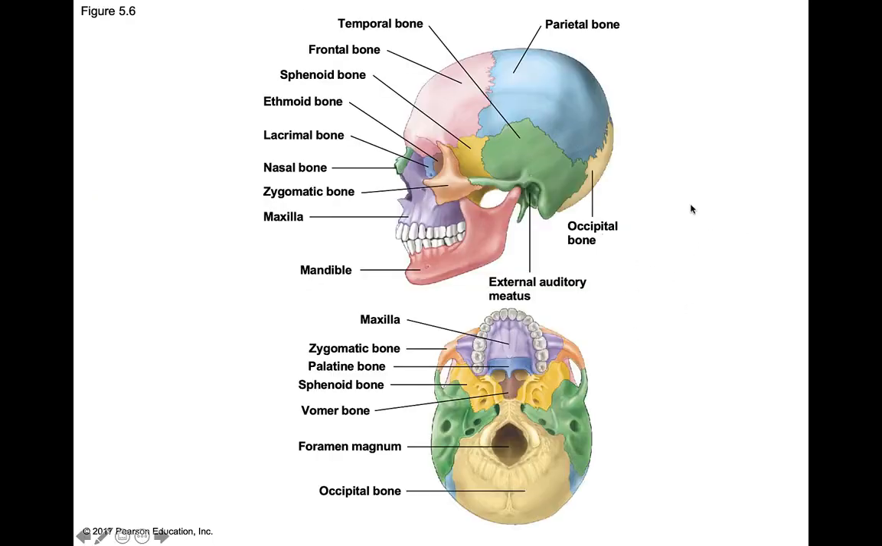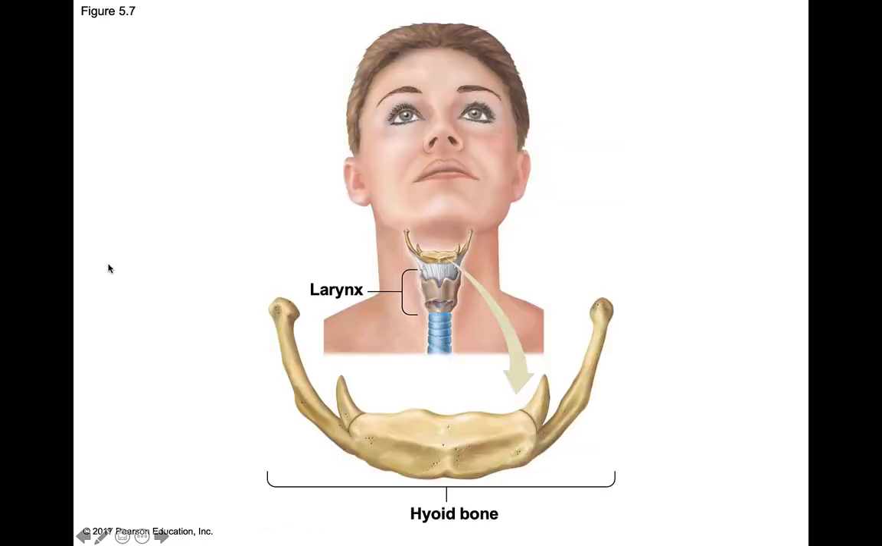Here we can actually see an overall view of the primary bones of the skull, side view, and then looking at it upside down. Here is a really good view of the hyoid, and remember, this is the only bone in the body that is not attached in any way to another bone.